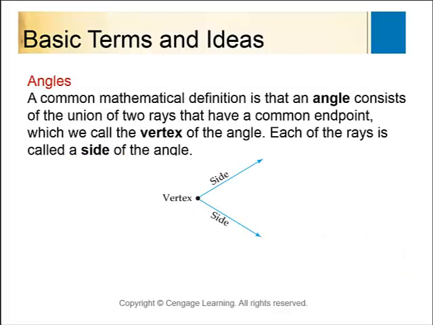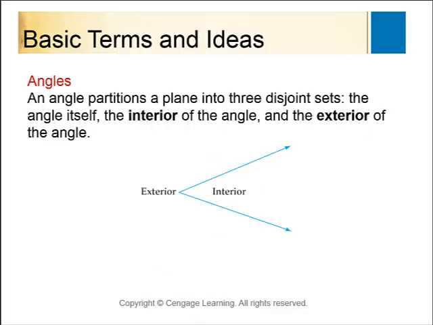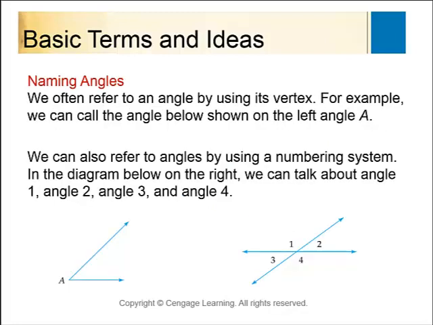Next we're going to look at angles. Vertex is the little endpoint where they meet there, and then we have our two sides, and this would be the angle's measure. You can see the interior and the exterior of the angle. Pictures are worth everything to me. I like the pictures.